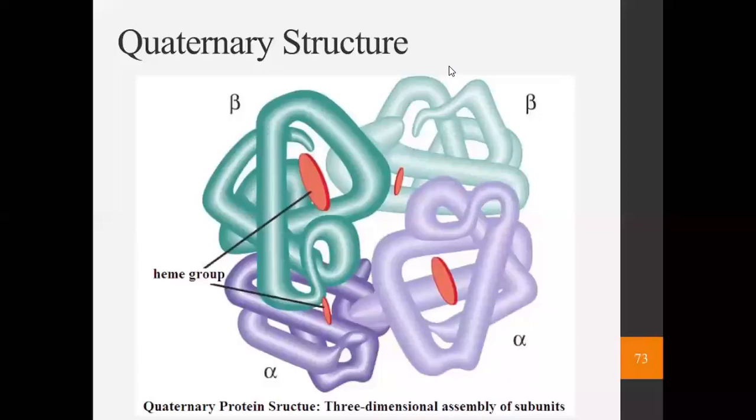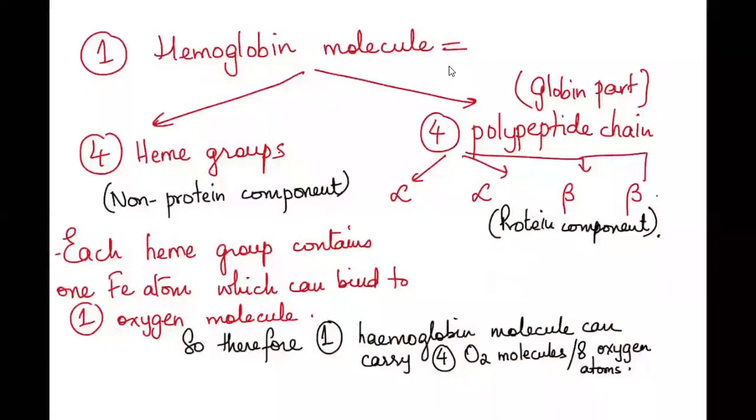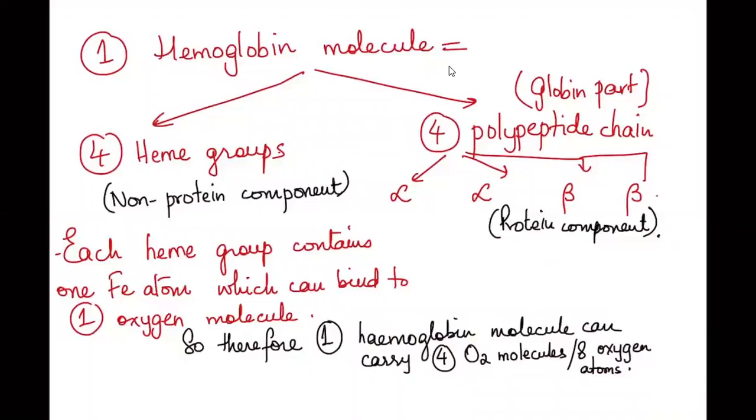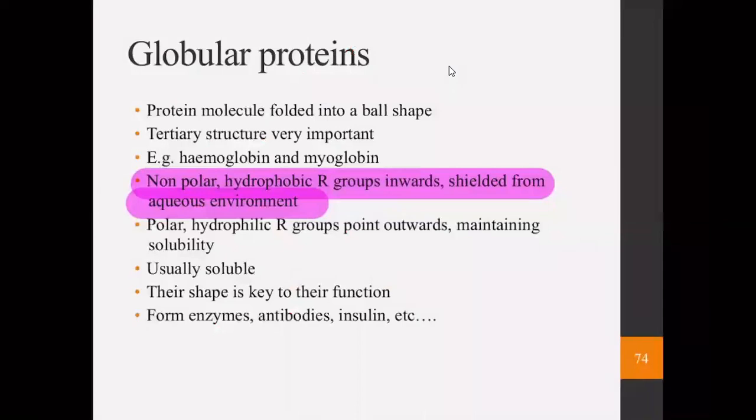Okay. And again, a better diagram of hemoglobin. I think I've discussed this part with you before as well. So this is a summary of what I was discussing right now. 1 hemoglobin molecule is equal to 4 heme groups, 4 polypeptide chains, out of which 2 are alpha and 2 are beta. Each non-protein heme group contains 1 iron atom, which can bind to 1 oxygen molecule. So to sum up, we can say 1 hemoglobin molecule can carry 4 oxygen molecules, or 8 oxygen atoms, right?